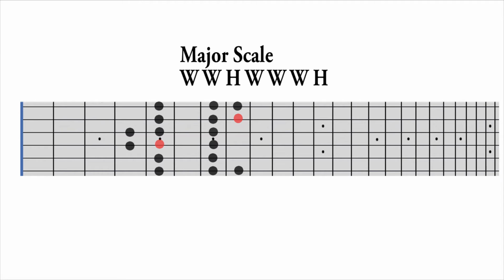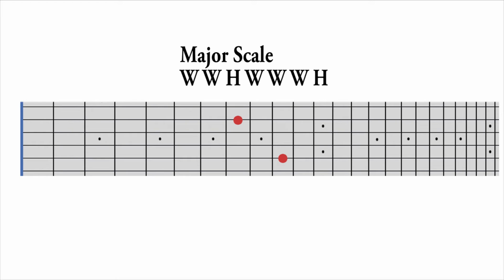So at this point in the video, I'm going to try something a little different, and I'm going to give you the opportunity to figure out the next shapes. So far we did the E shape and the D shape of the G major scale. So now let's go over to the C shape, and I'm going to let you fill in the notes.